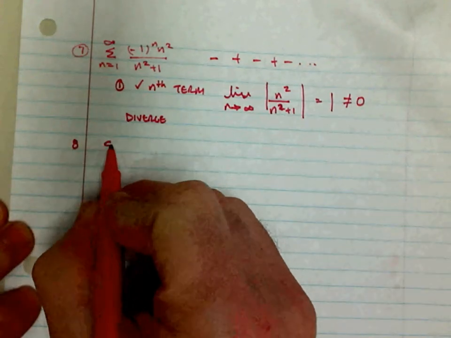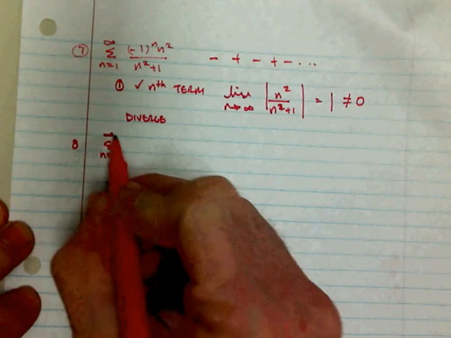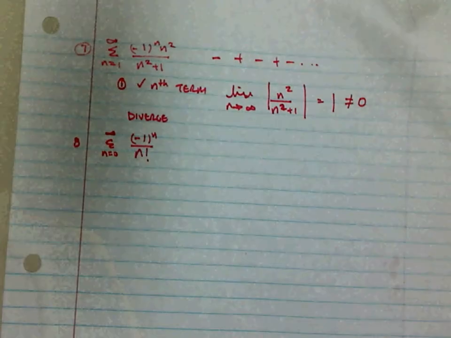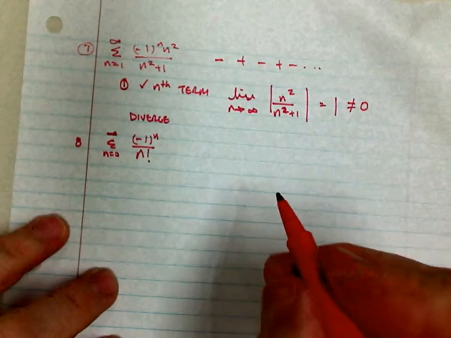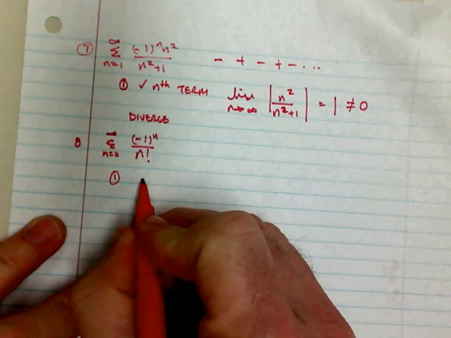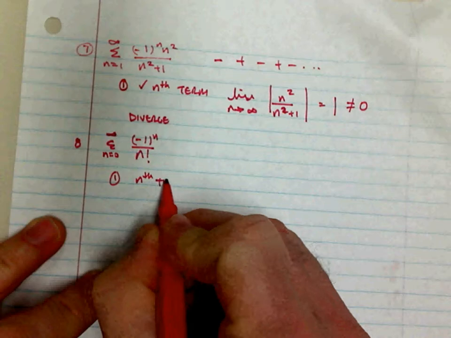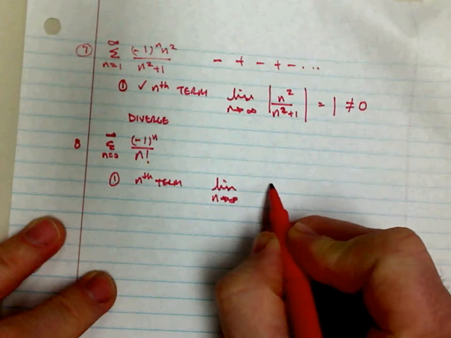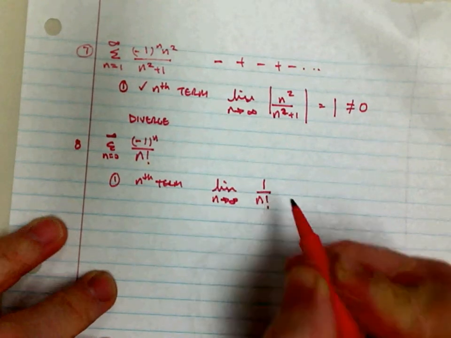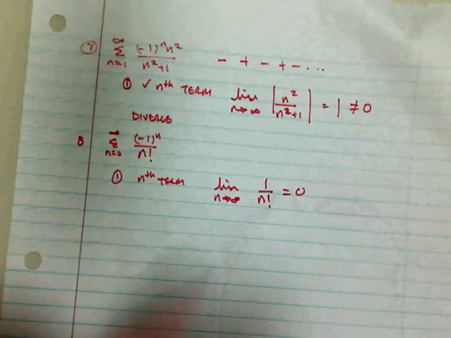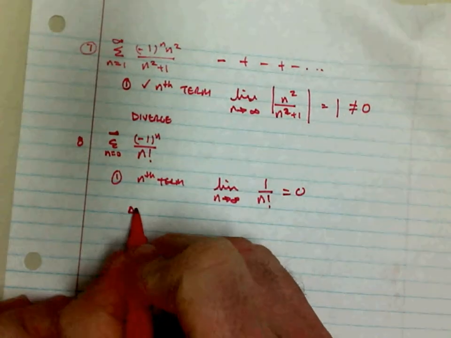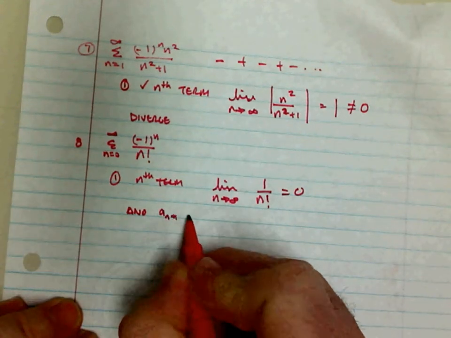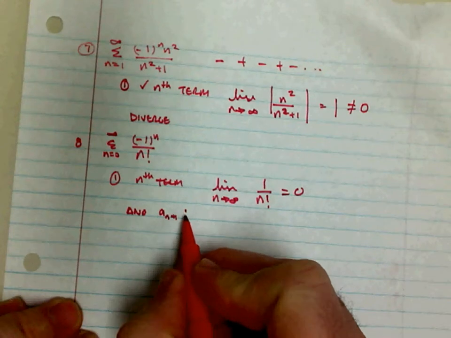In number 8, we're looking at the sum from n equals 0 to infinity of -1 to the n divided by n factorial. Let's look at our nth term test for this one. That's our first hurdle. When we check the nth term, we're looking at the limit as n goes to infinity of just 1 over n factorial, which is pretty obvious that this is going to go to 0. The second part of this is we've got to make sure that our next term is always less than the previous term.